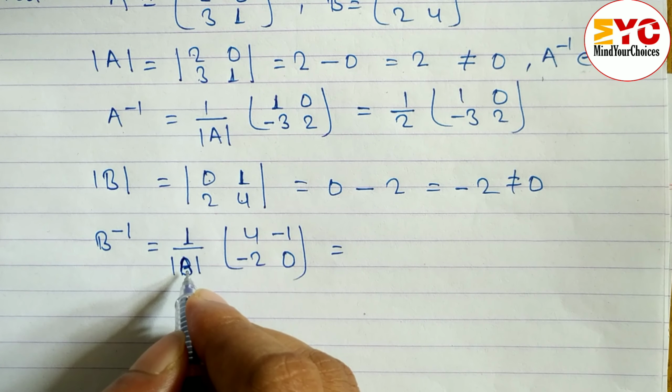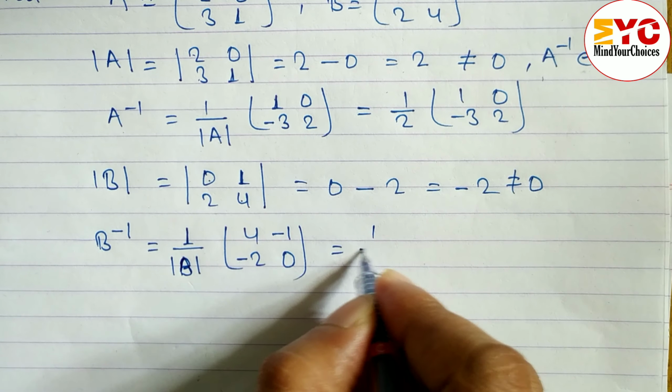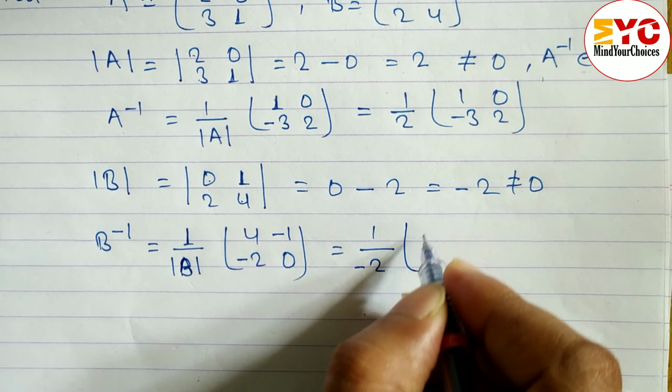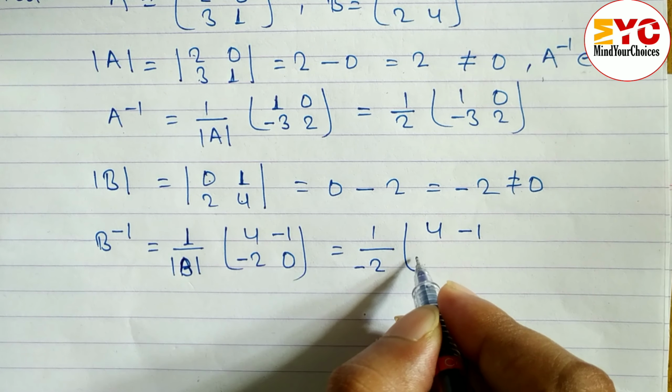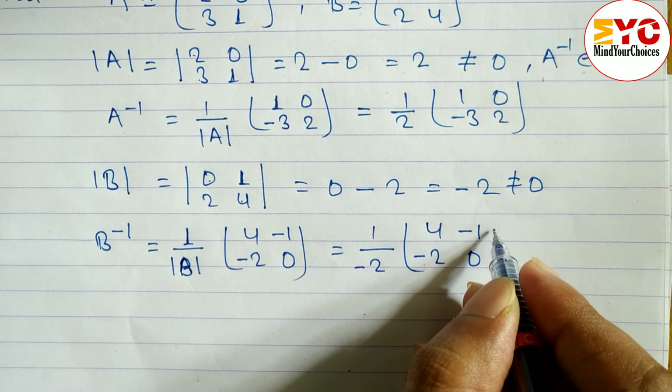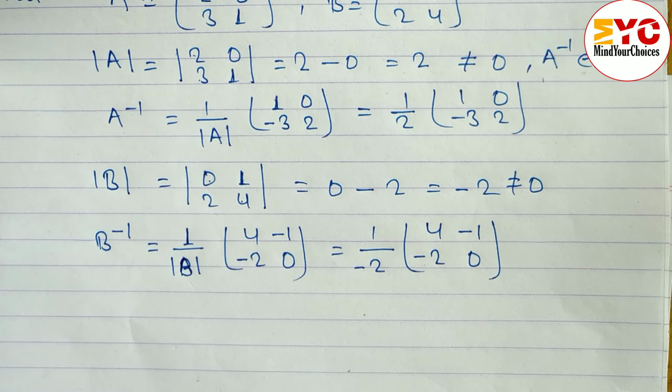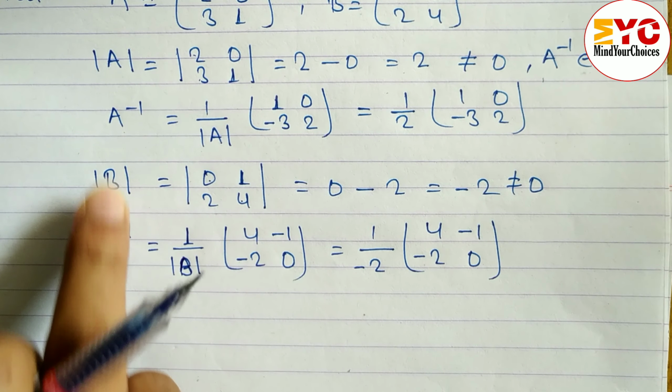After this, what is the determinant of B? We have minus 2, so we can write 1 by minus 2, times the matrix 4, minus 1, minus 2, 0. Hope you understand up to here. We have A inverse and B inverse.